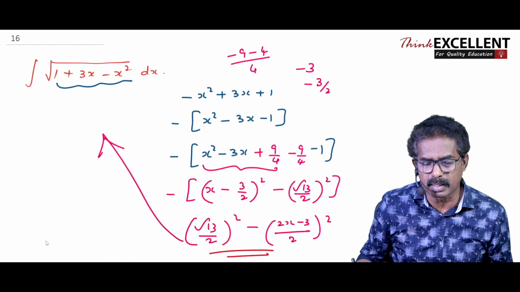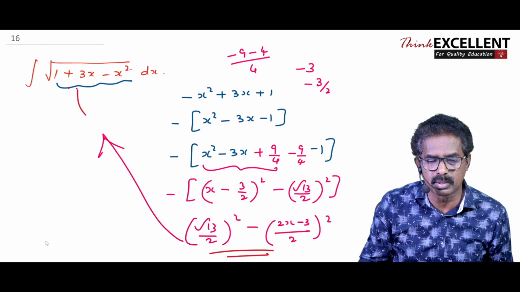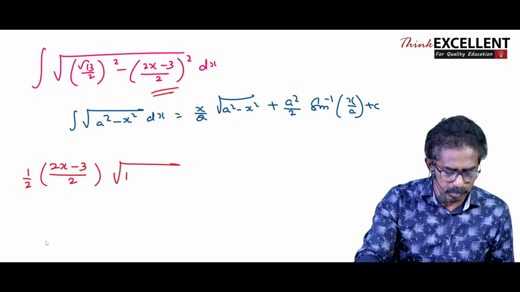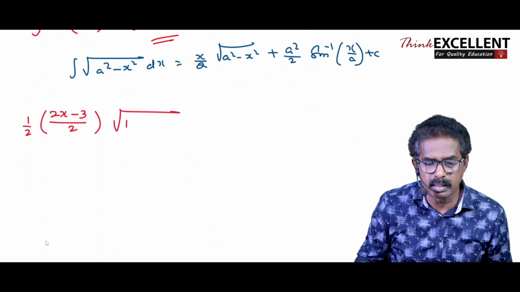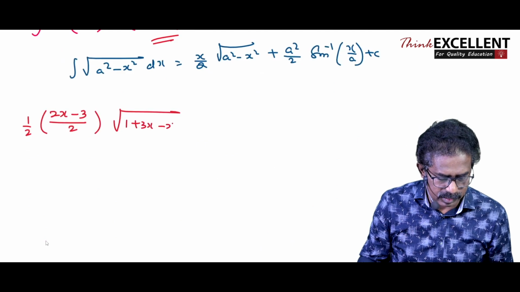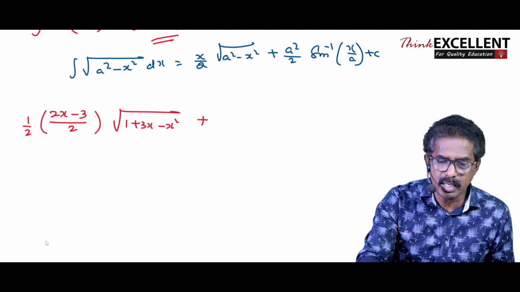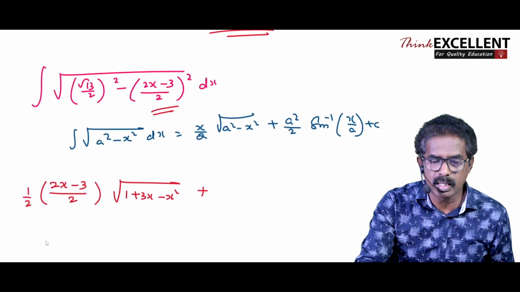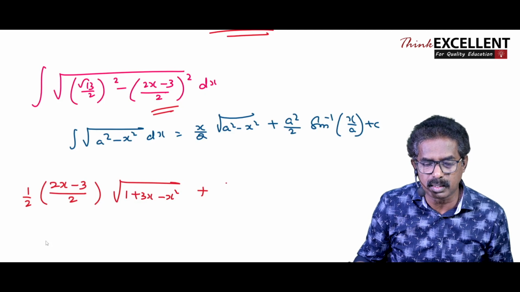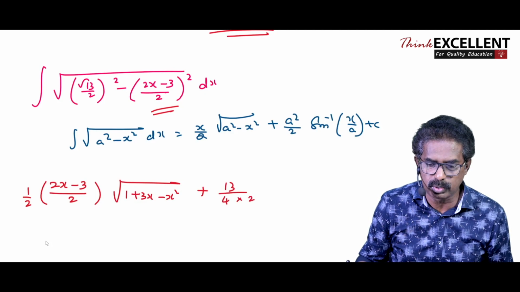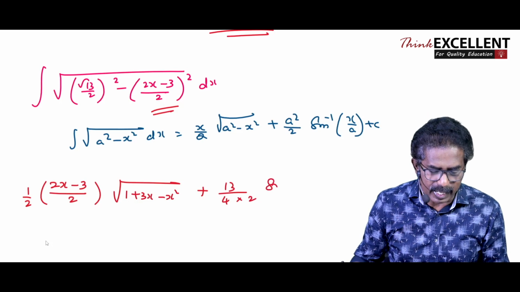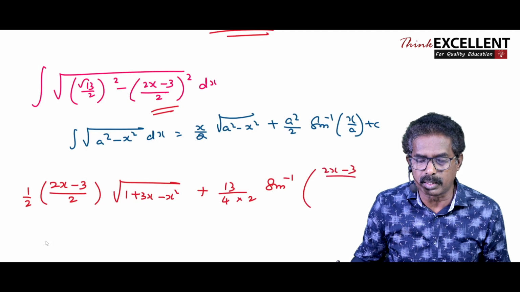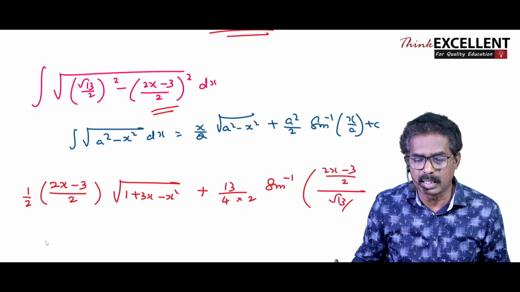அப்போது this is our a square minus, but அது simplify பண்ண இதான் வரும்ல, அதான் எழுதி வச்சுருக்கோம். So this is what you have to write: 1 minus 3x minus x square, 1 plus 3x minus x square plus a square by 2, a value root 13 by 2. அப்போ a square by 2னா இது அப்படியே square பண்ணிங்கன்னா 13 by 4, 13 by 4 into ஒரு 2 கூட இருக்கு, a square by 2 into sin inverse of x by a, xக்கு value 2x minus 3 by 2 by a value root 13 by 2.